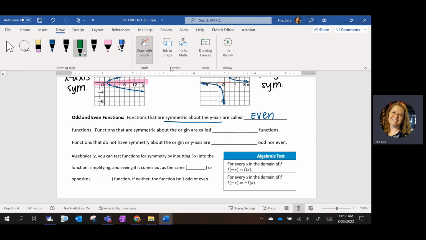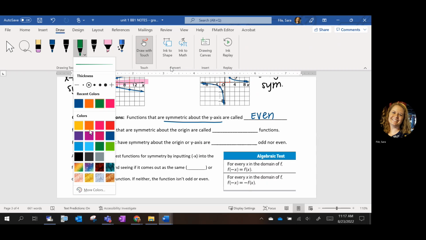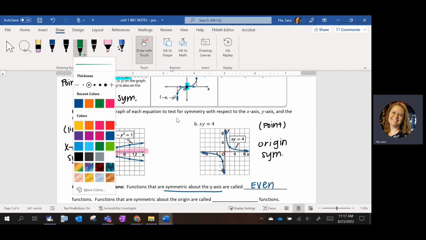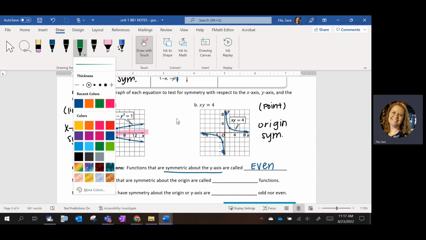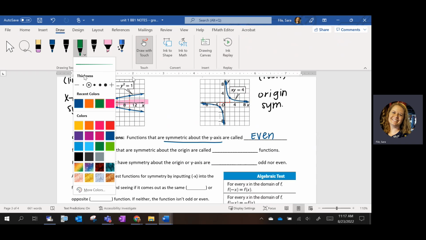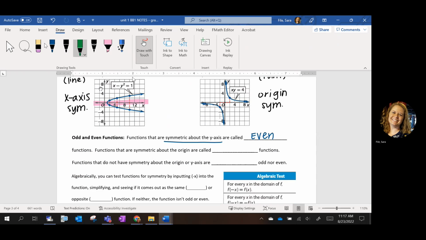Okay, if it is symmetric about... I don't know what color I used for this. What did I use up there? Oh, blue. I thought I used blue. I used green. Oops. I'm just going to fix my color coding real quick because these are the notes I'm going to post online. So green was Y.